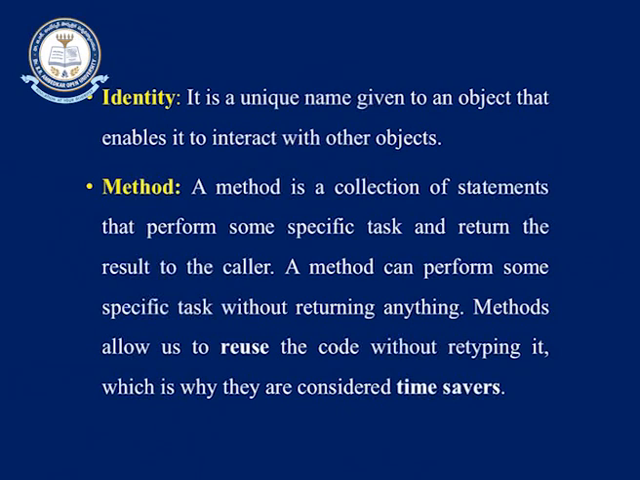Third, a method is a collection of statements. Those statements can perform an action, and that action will perform reusable code. So this is a time saver. That's why we use object oriented programming in C++ and in Java. So these are the definitions for class and object.